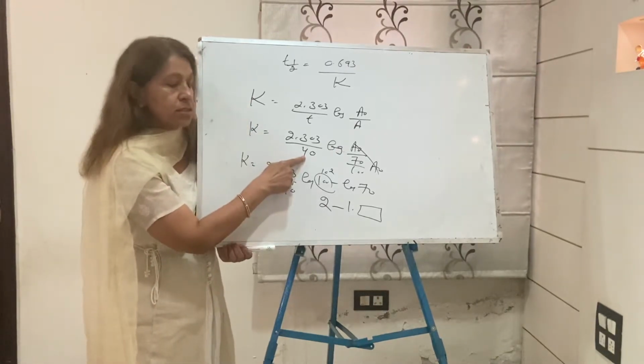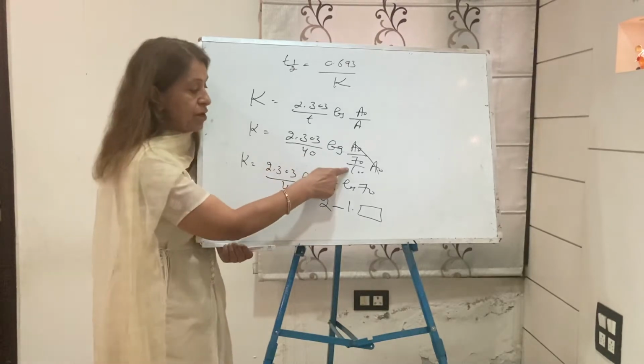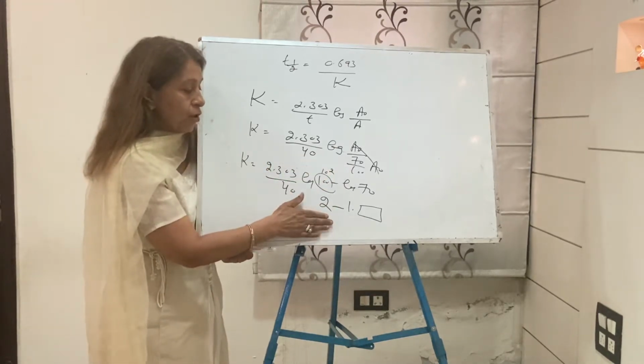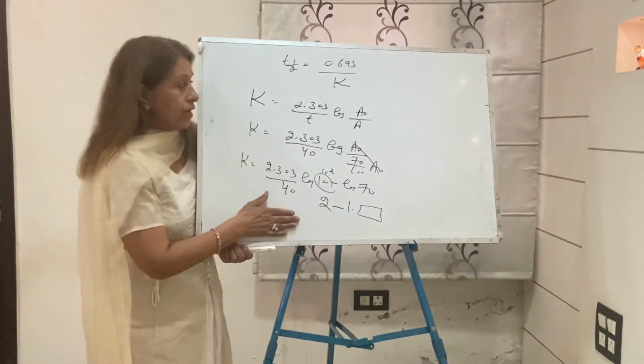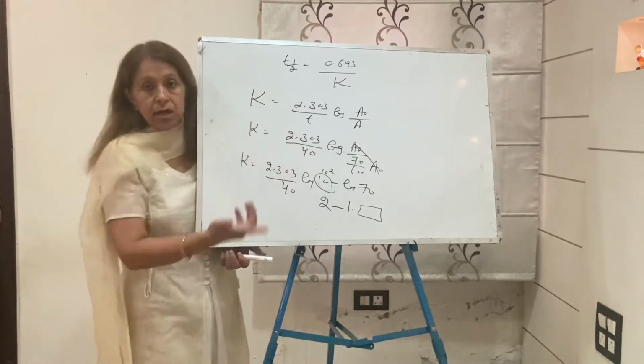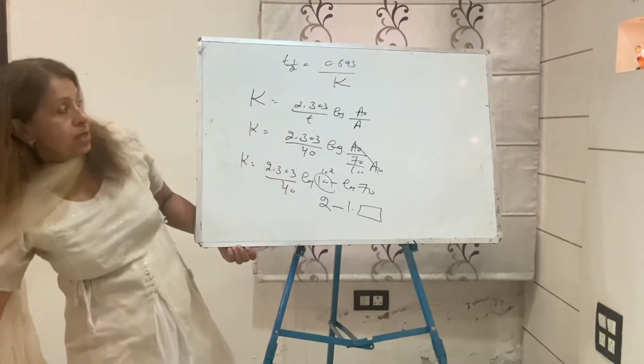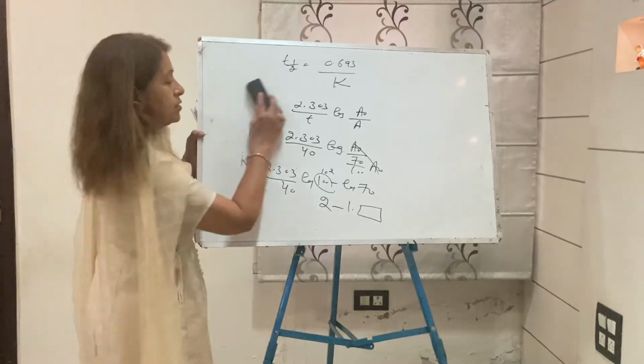In 40 minutes 30% decomposed, what is left? 70%. After taking log, calculate k, and after calculating k, apply the formula. Half-life is 0.693 by k, and the answer comes.